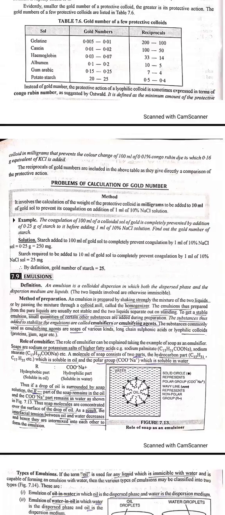R is our hydrophobic part, which is soluble in oil. COO negative Na positive is the hydrophilic part, soluble in water. Thus, if a drop of oil is surrounded by soap solution, the R part of this soap remains in the oil and the COO negative Na positive part remains in water, as shown in figure 7.13. Thus, soap molecules are concentrated over the surface of the drop of oil. As a result, the interfacial tension between oil and water decreases, and hence they intermix into each other to form emulsions, as we can see in figure 7.13.